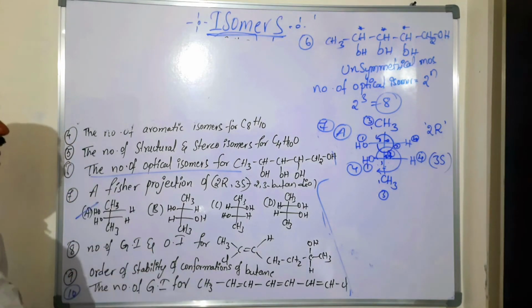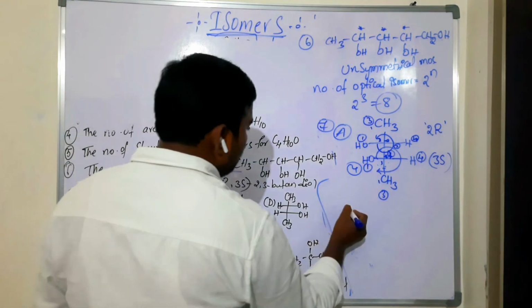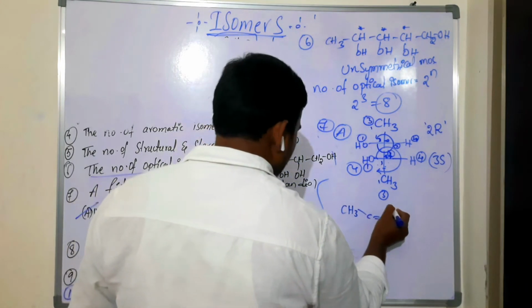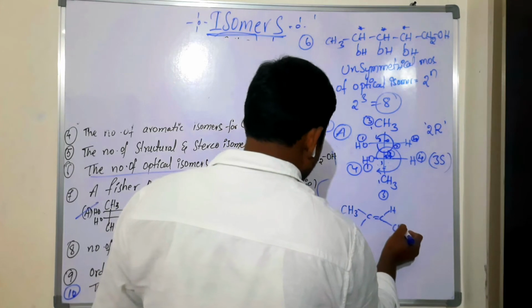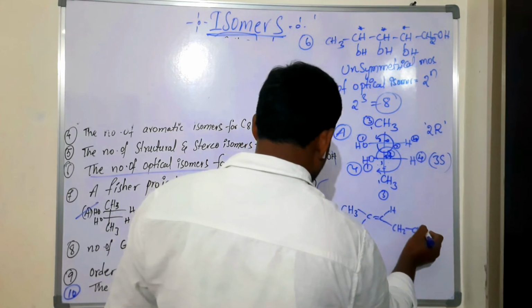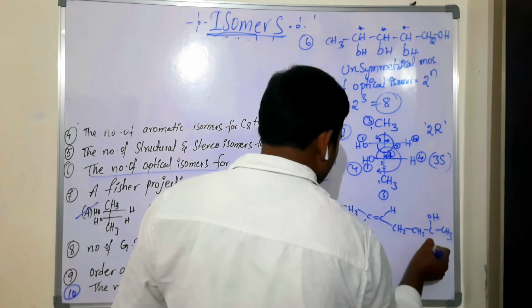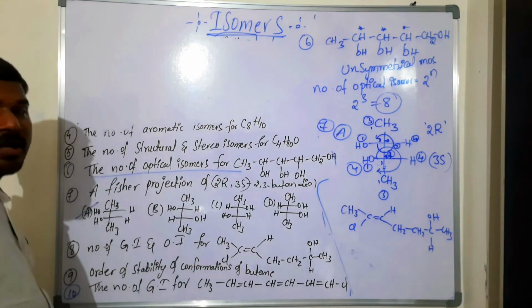Now, the number of geometrical isomers and optical isomers for this molecule. What is the molecule they have given? CH3, C double bond, H, Cl, CH2, CH2, COH, CH3, H. Now you see here the number of geometrical as well as optical isomers.